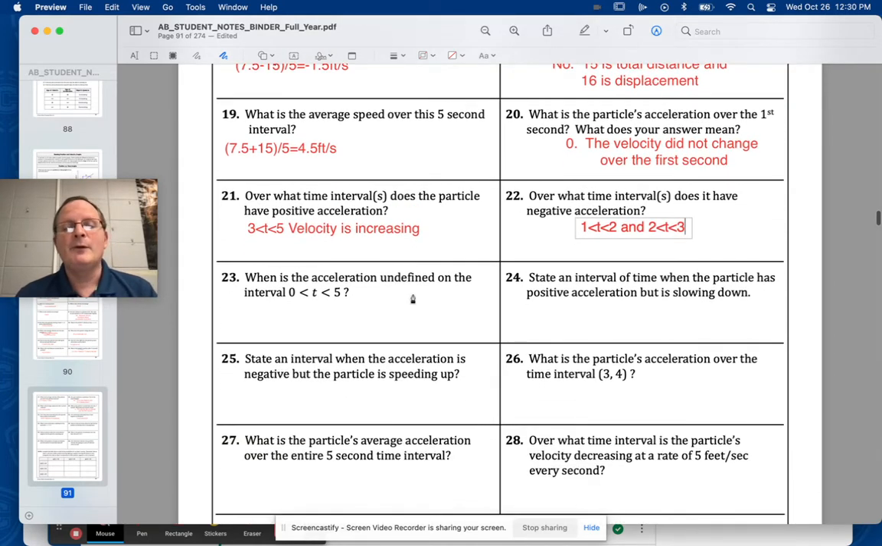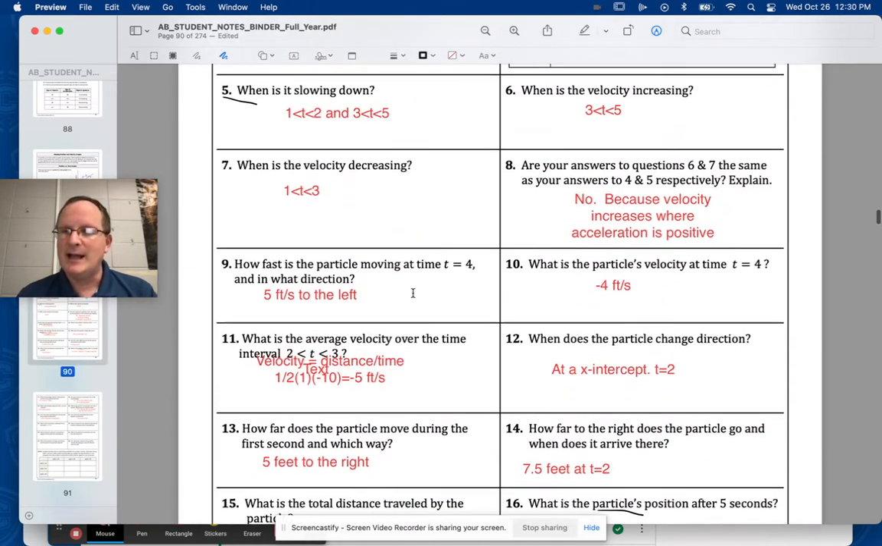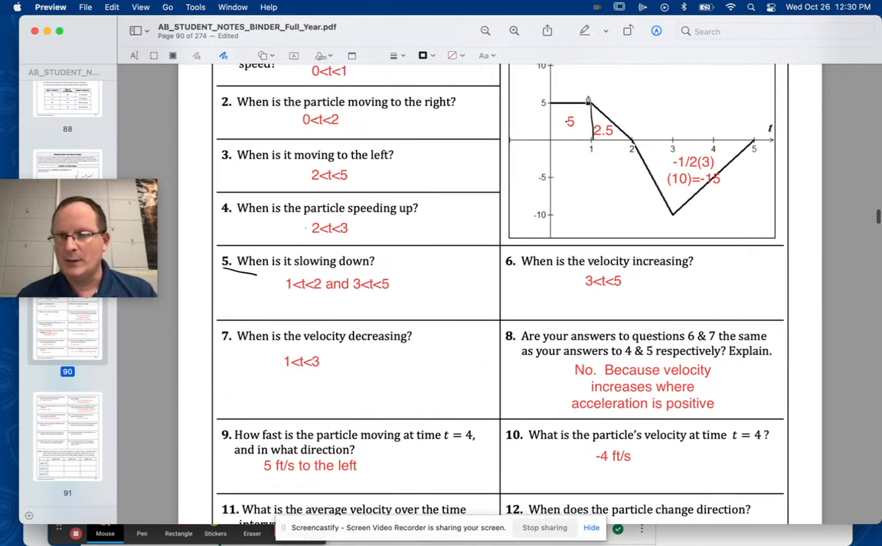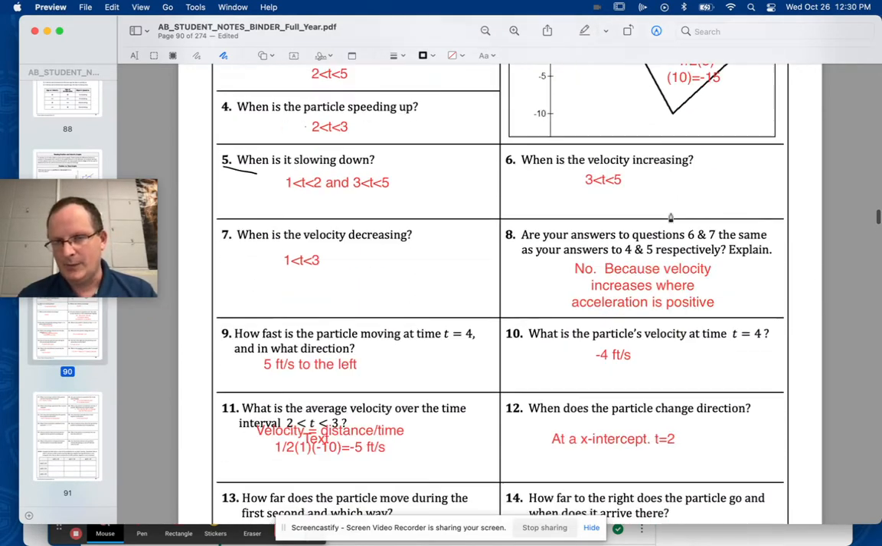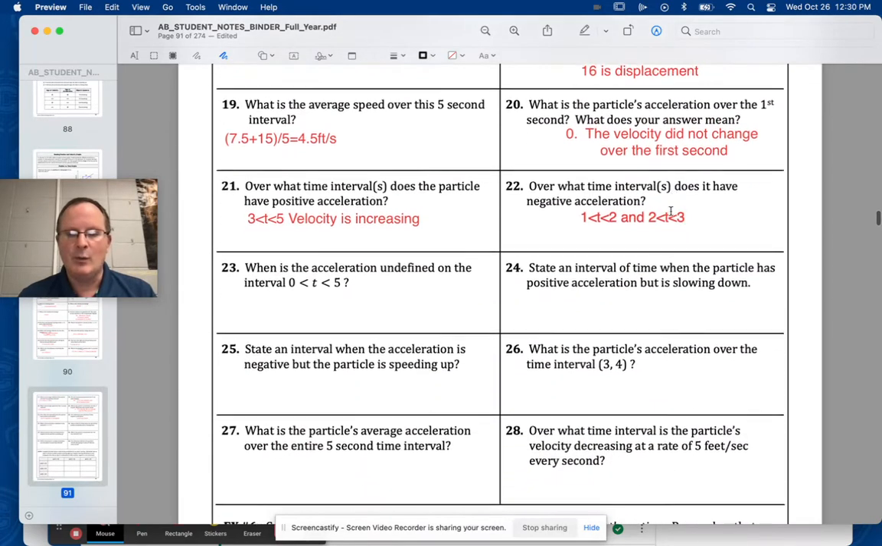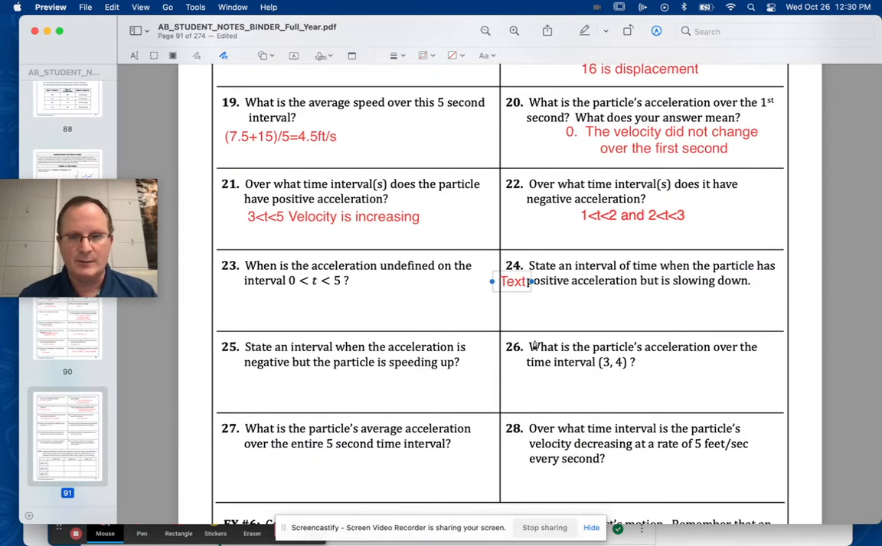A cusp. When is the acceleration undefined? Well, anytime we have a sharp point, and we have 3 of those. 1, 2, 3. So undefined acceleration at 1, 2, and 3 because of the cusp. So t equals 1, t equals 2, and t equals 3 due to cusps.